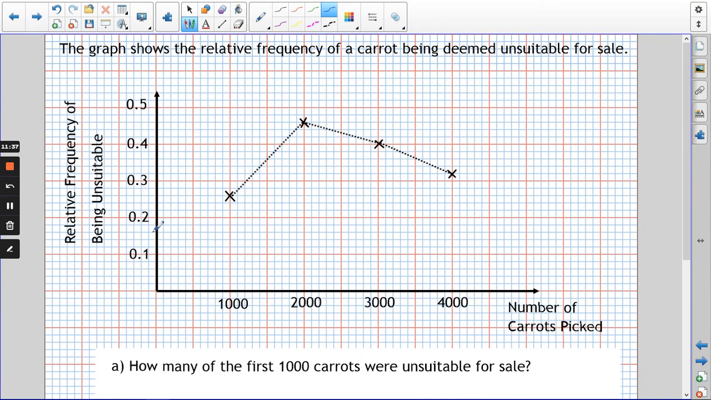So this time the graph is drawn for us, but we've got some questions to answer. The graph shows the relative frequency of a carrot being deemed unsuitable for sale. The inspiration for this question is a program I saw about the amount of food that gets thrown away because supermarkets say it's the wrong shape or the wrong colour. So the farmer has tested every 1,000 carrots. He's taken 4 lots of samples, so 1,000, 2,000, 3,000, 4,000, and we've got the graph plotted here.